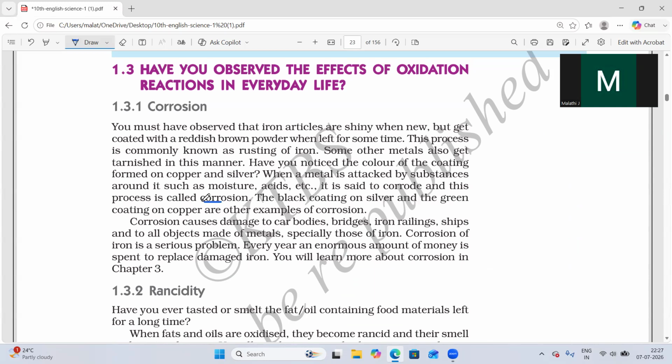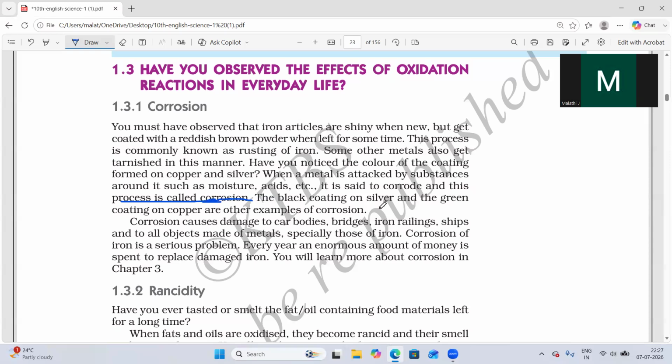That is called corrosion. Overall, the definition of corrosion is that some metals react with the substances around them, like oxygen, moisture, or acids, and they get corroded. In that process, a reaction takes place with the surrounding substances and the metal gets corroded or changes its color. That we call corrosion.